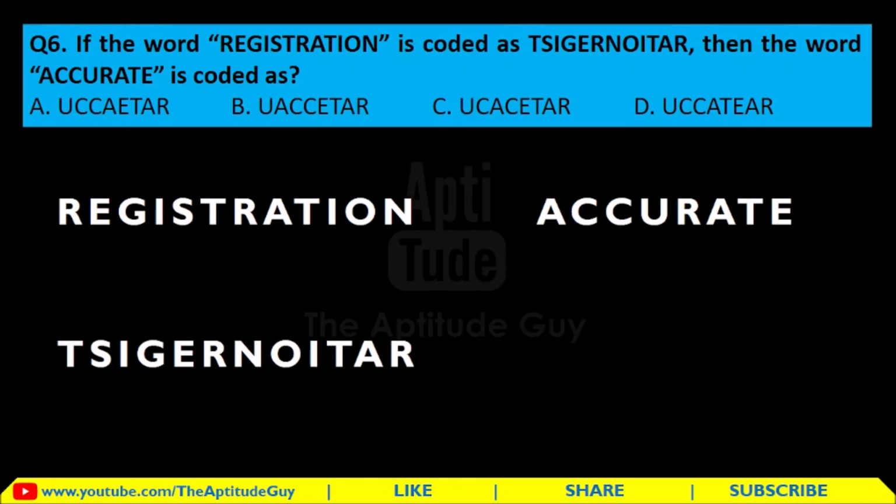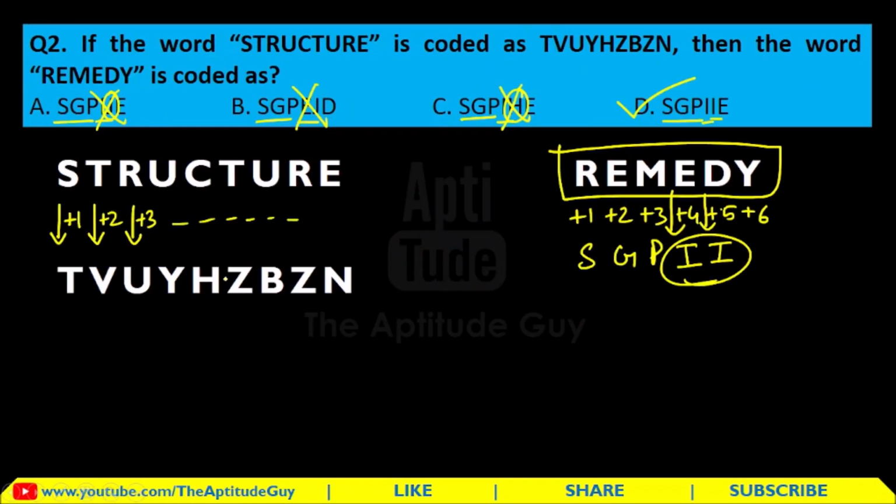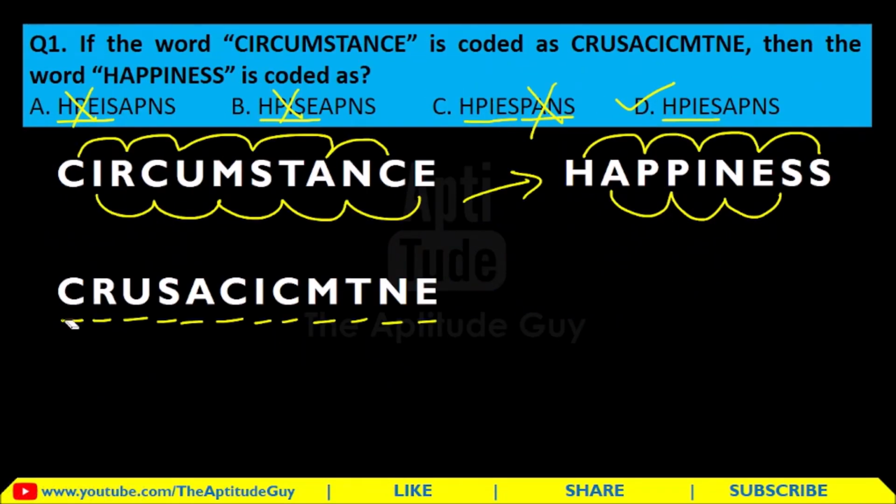Alright, let's do it. Now here we have registration and then we have this code. Let's try to break down this code. The first thing that you should check out in a code is if all these letters exist in the actual word or not. The same thing happened in the very first question. In circumstance and in this code, every single letter exists in this word.